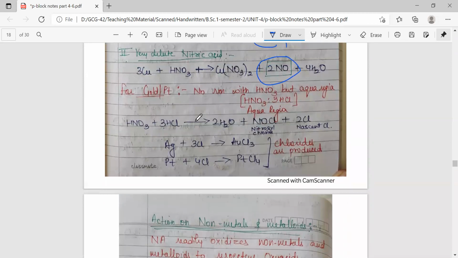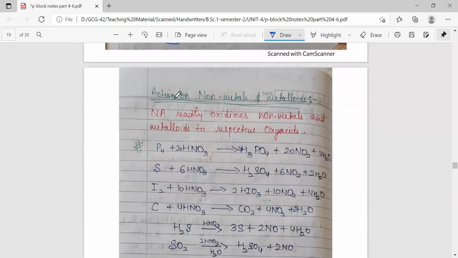For gold or platinum, there is no reaction with HNO3, but gold and platinum can react with aqua regia, because these are very stable metals. What happens with gold and platinum is that HNO3 in aqua regia will produce nascent chlorine. When this nascent chlorine reacts with these metals, that is silver, platinum, and gold, they will give us the corresponding chlorides. So this is the kind of action it has with these noble metals.